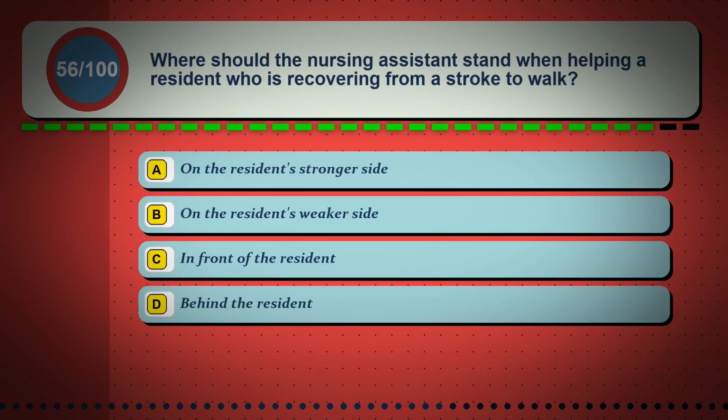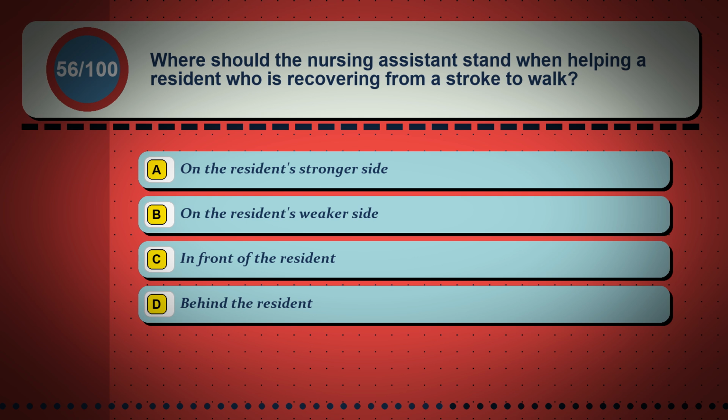Question 56. Where should the nursing assistant stand when helping a resident who is recovering from a stroke to walk? Option A. On the resident's stronger side. Option B. On the resident's weaker side. Option C. In front of the resident. Option D. Behind the resident.